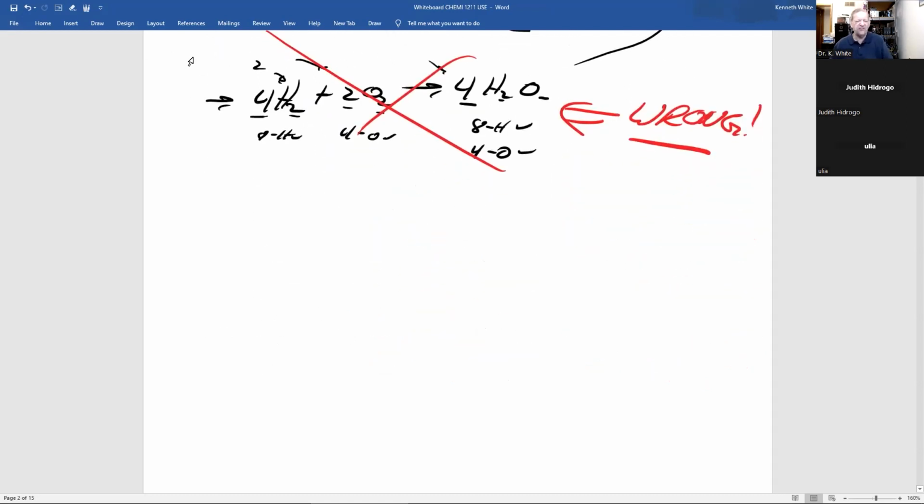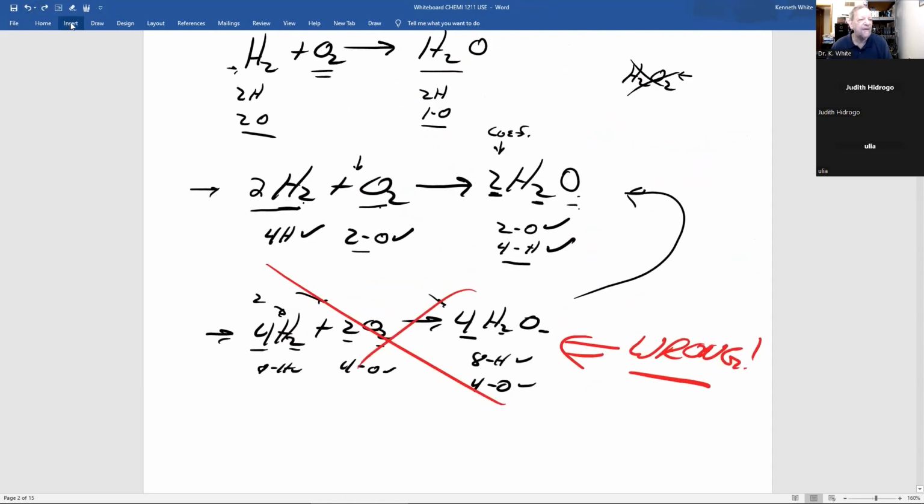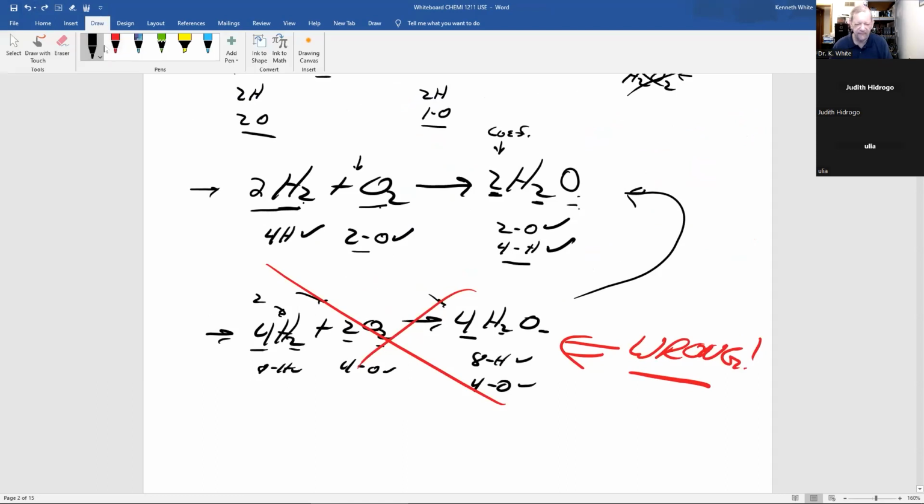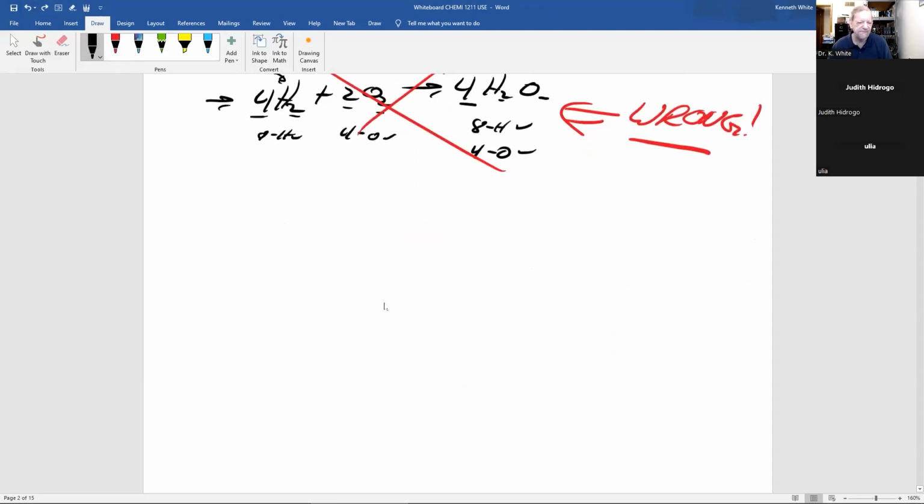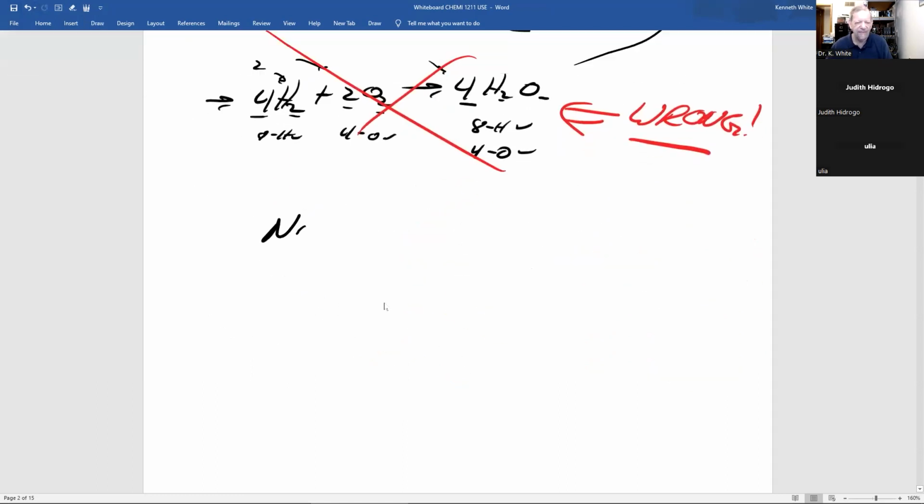Oh, this is fun. Let's do another one. If you take sodium metal, react it with chlorine gas, guess what you get? Sodium chloride, which is table salt.